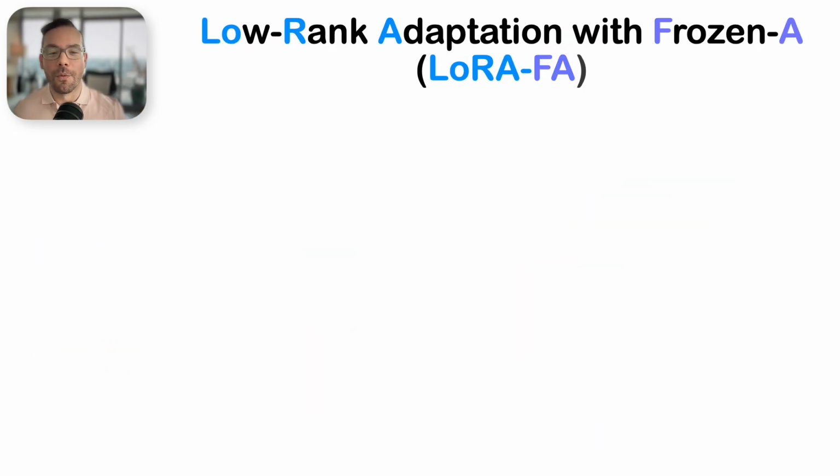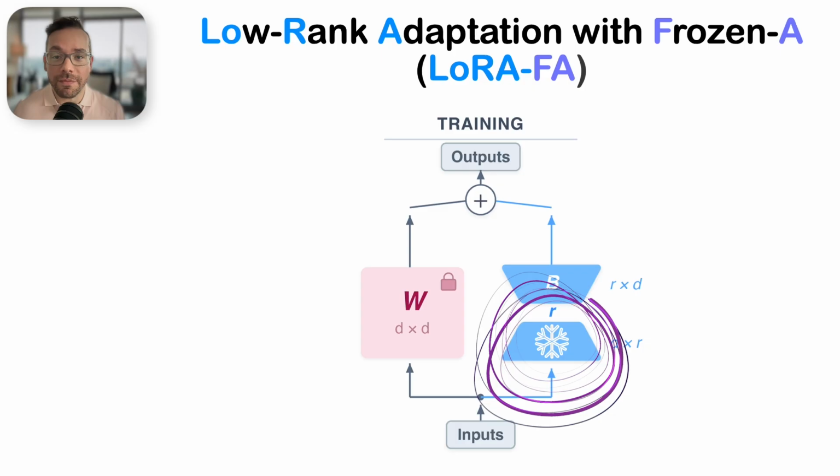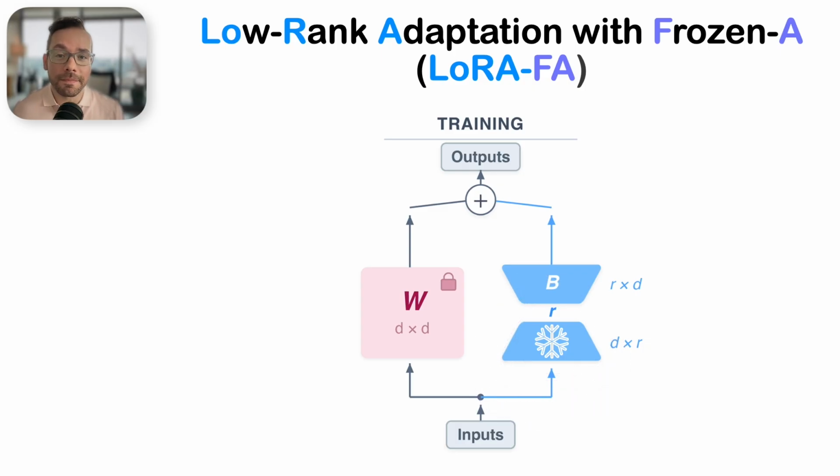Let's see one more important variant together, and that is called LoRA-FA. LoRA already brings us down to two tiny matrices, A and B. LoRA-FA asks, do we even need to train both of them? And the answer, surprisingly, is no. Here's the move. Freeze A at its random starting values and only train B.